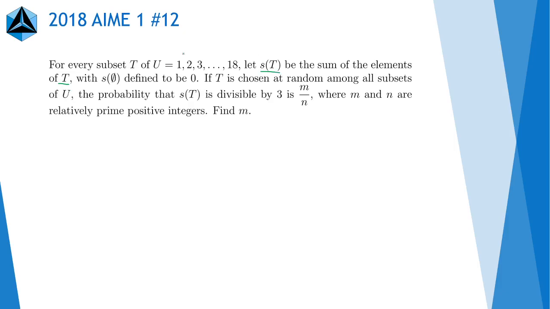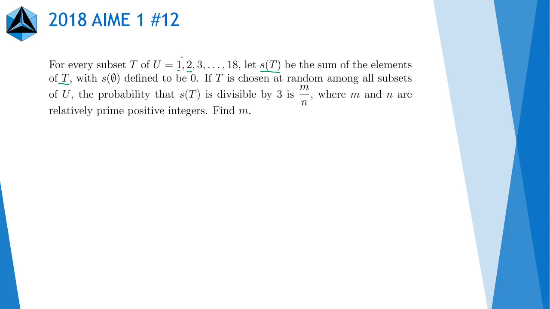Taking a look at each of these elements, we can use the argument that for a subset, each element we pick is either in or it's out of the subset. And that's true for every subset. Since there are 2 possibilities for each number, there are 2 to the 18th subsets for this set U.